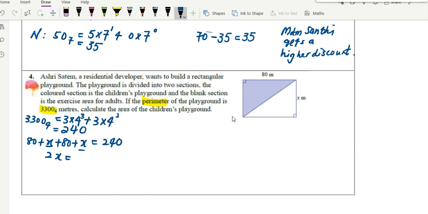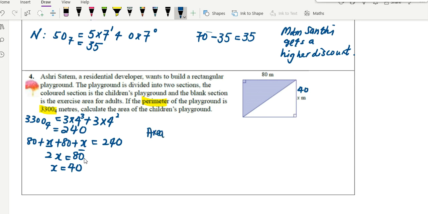240 minus 160 is 80. x equals, the 2 moves over to the other side and becomes divide. 80 divided by 2, 40. x is 40. We know this is 40.